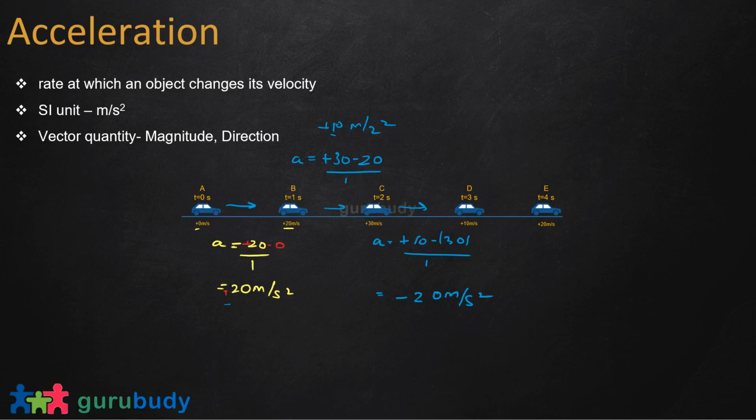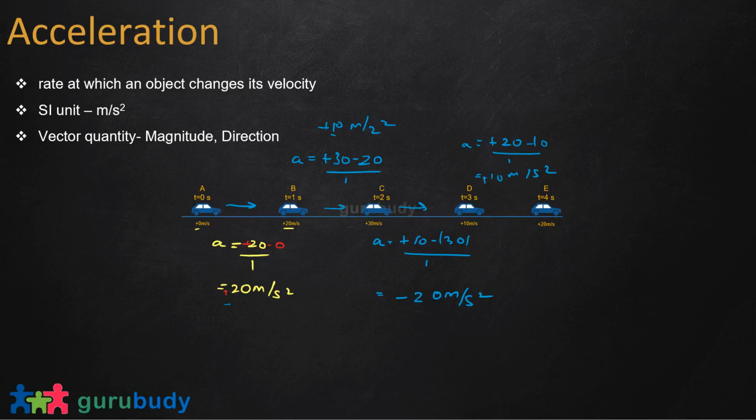Let's do the last exercise here. When the car is going from D to E, your acceleration is plus 20 minus 10 by 1 second, which is going to be 10 meter per second square in the positive direction. So just remember this: velocity direction and acceleration direction can be different.